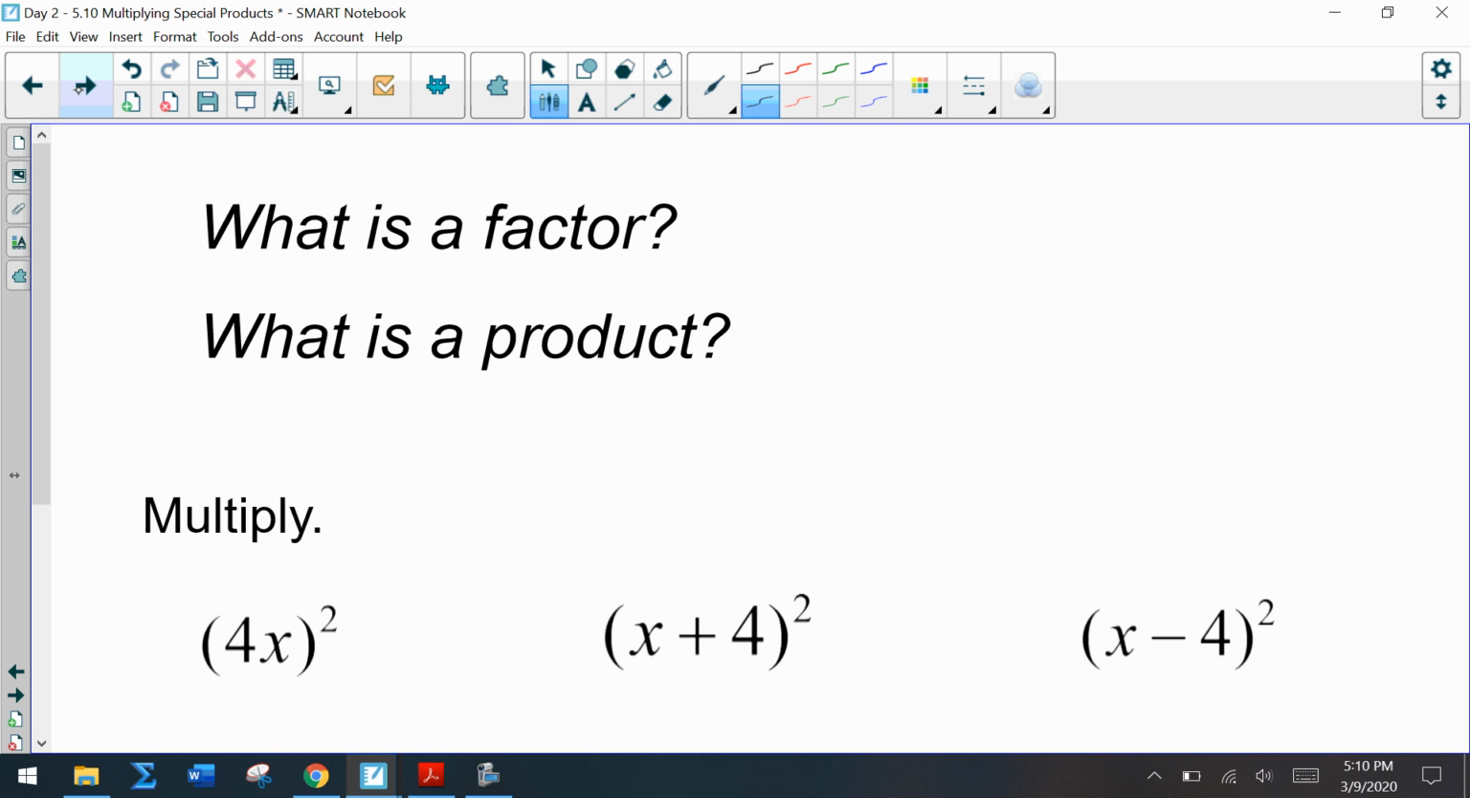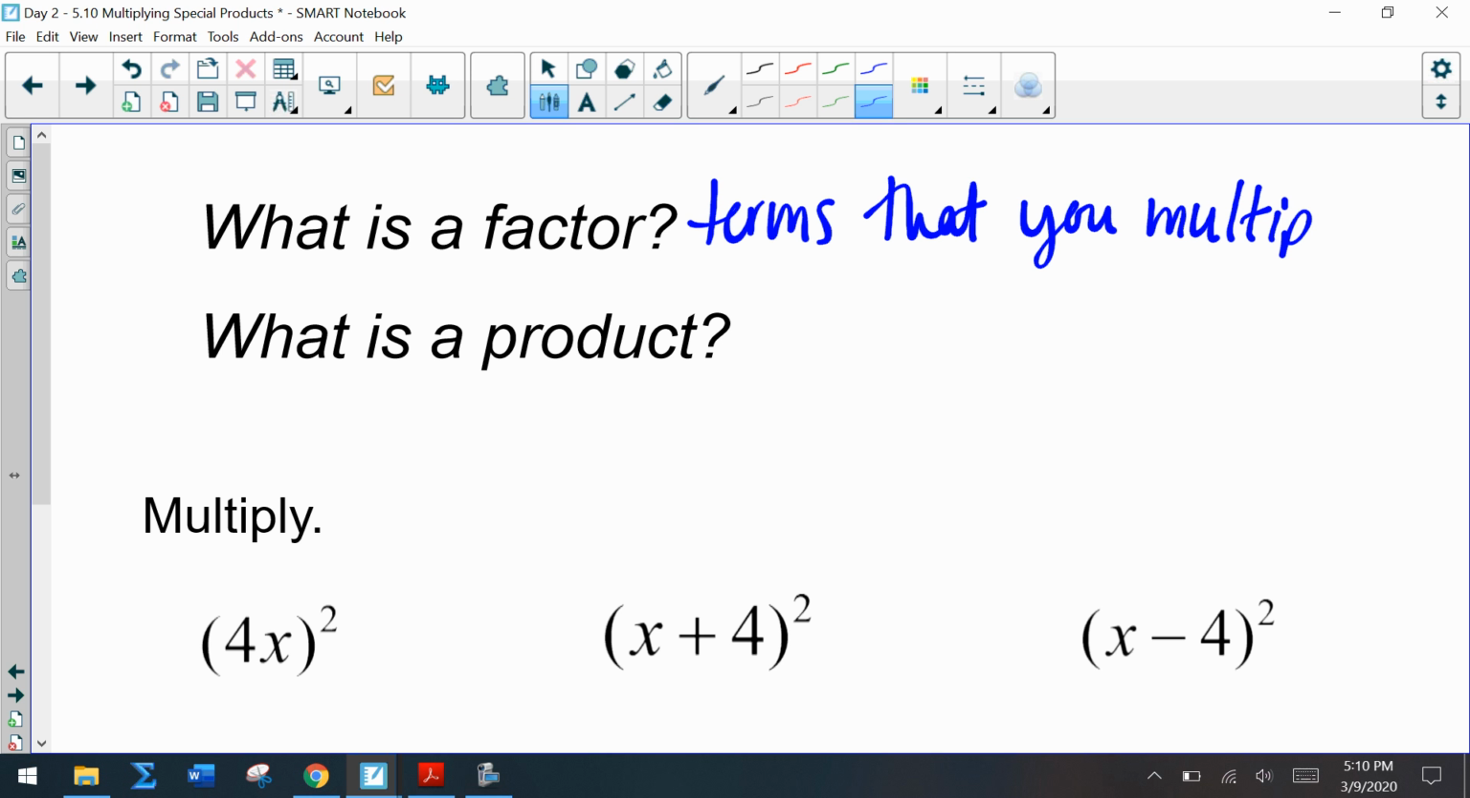So now I'm going to ask what a factor is. And the factors were what we multiplied. So the terms that you multiply. And the final answer for a multiplication problem is a product.